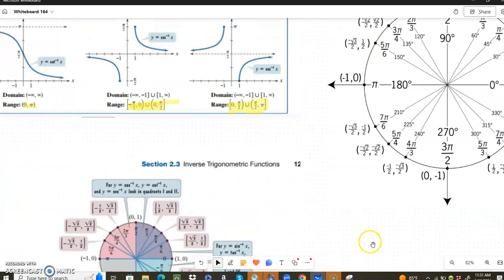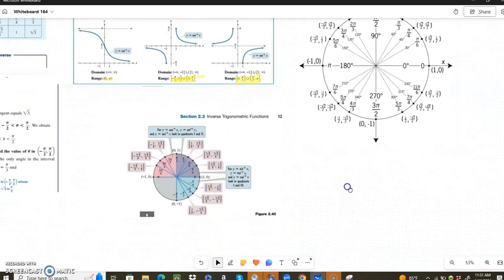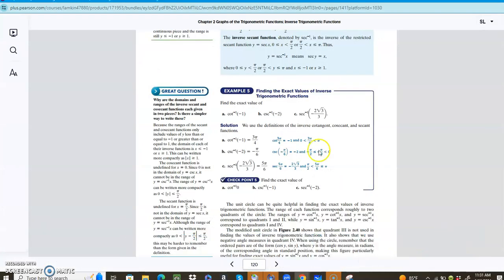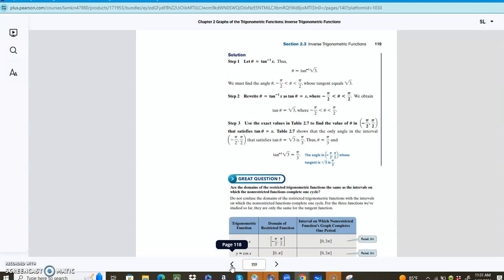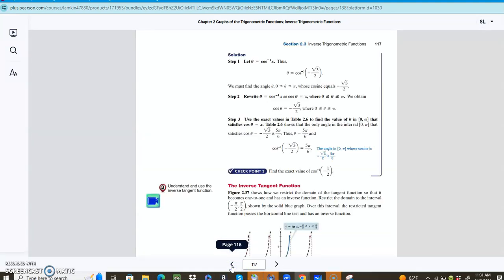So once again, in this video, I have the original unit circle and the one that comes from your textbook. I encourage you to go to that textbook and scroll through and look at the examples, and you can read more about the explanation. I just wanted to make a quick video so that you guys would have something to look at quickly.